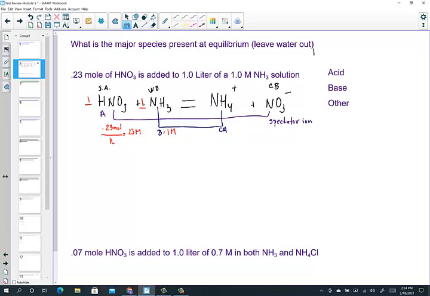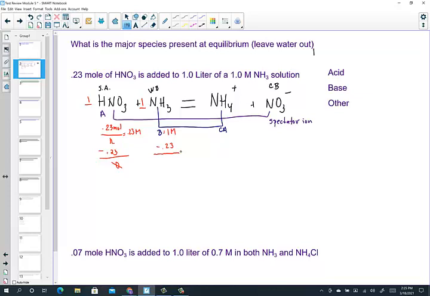If we have 0.23 moles of HNO3 and 1 mole of ammonia, we can clearly see the smaller number is going to be the limiting reagent, and it will consume all of the HNO3. There's none left at equilibrium. Along the way, it also consumed 0.23 moles from the 1 mole of ammonia.